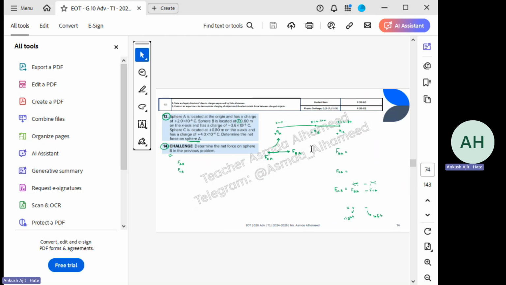Here, two spheres are located at particular points. Determine the net force. Finally, you have to get the net force, okay? It's nicely given here.